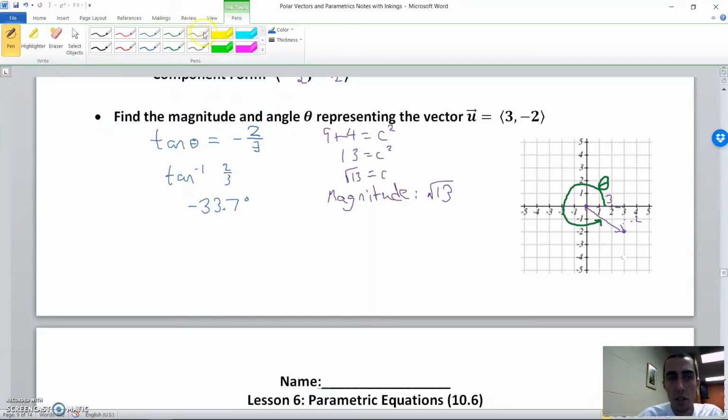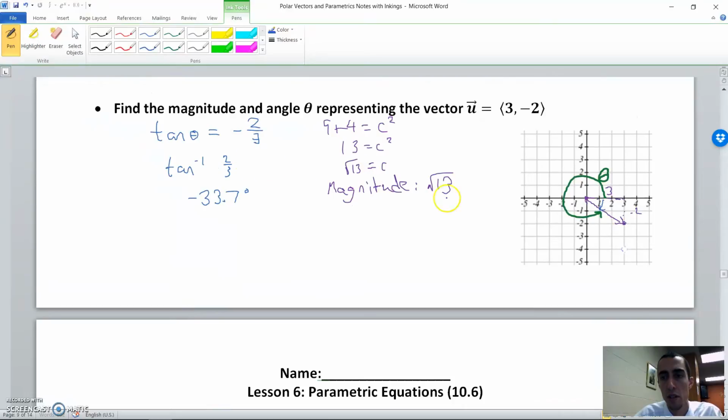Now we want a positive angle though, because in standard position we're going counterclockwise around. So if this angle here is -33.7 degrees, then this green angle is going to be 360 minus 33.7 degrees, which would give us 326.3 degrees for our theta.